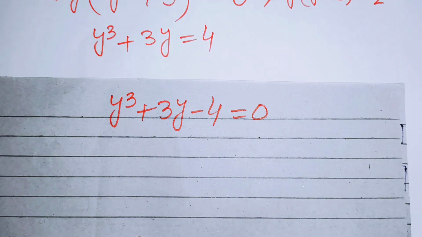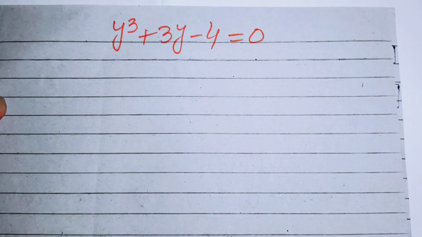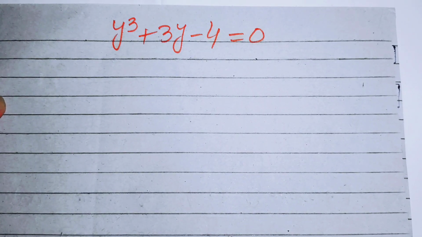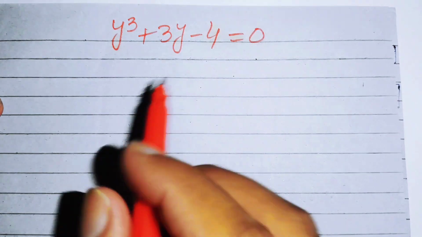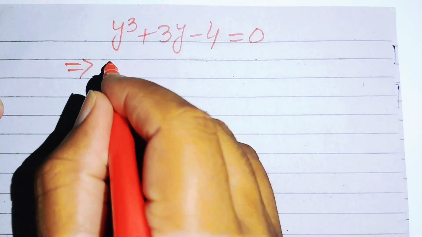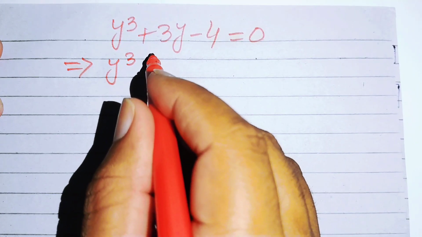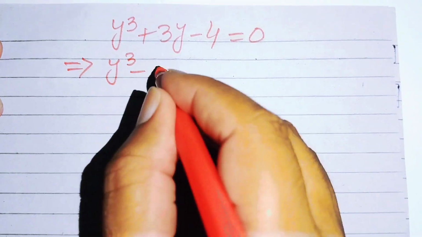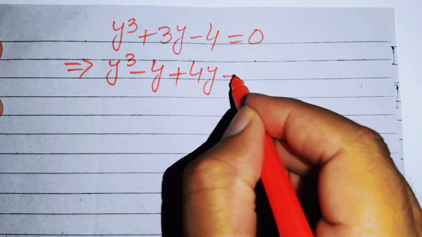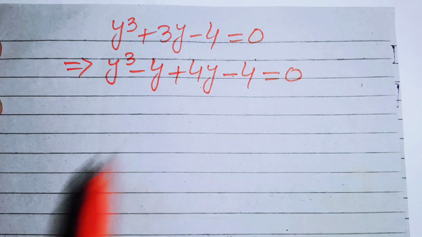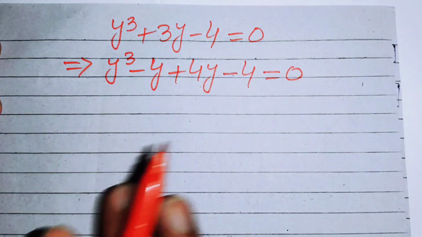equals to 0. And now we can solve this nice cubic equation, and now we can just break the middle term. So here you have the middle term is plus 3y, and we can break this plus 3y and we write this 3y as y cubed minus y plus 4y, and minus 4 is equals to 0, because here you have plus 3y and minus y plus 4y is equals to plus 3y.